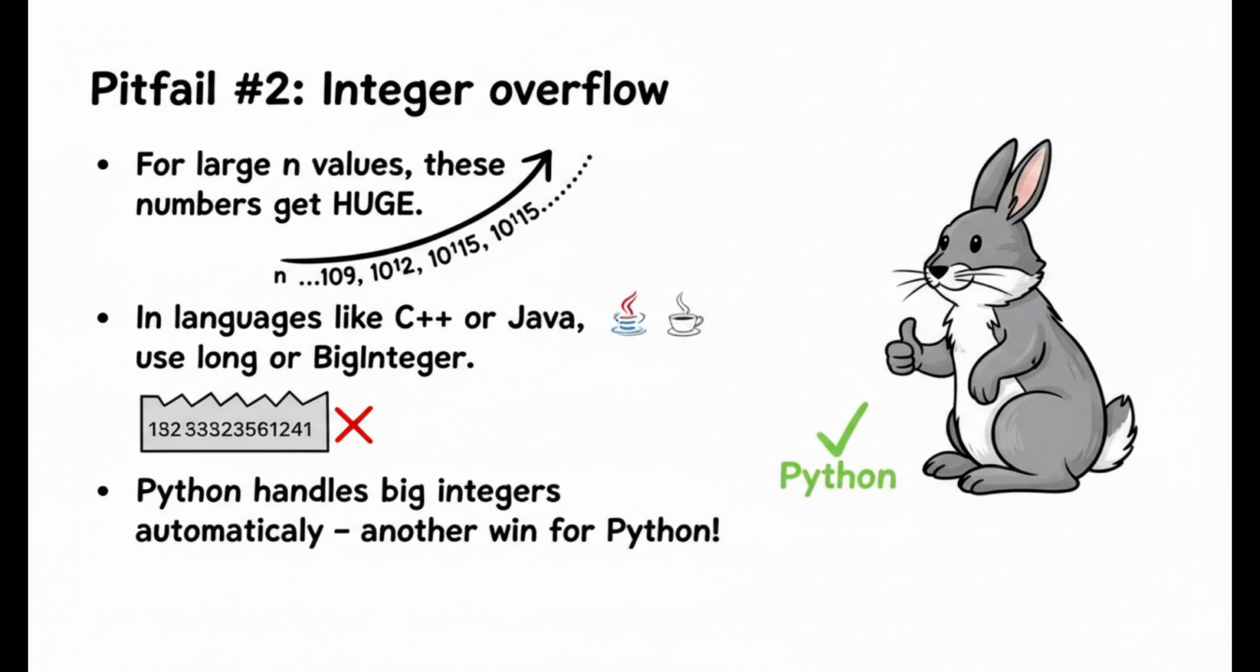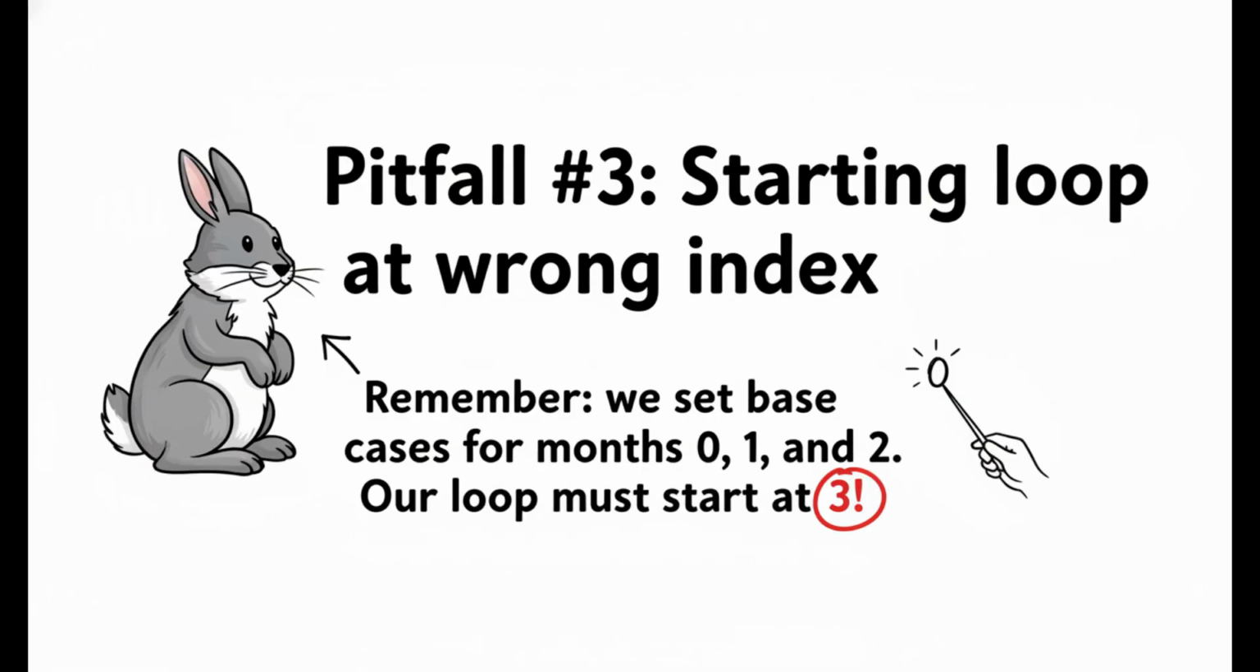Pitfall number 2. Integer overflow. For large n values, these numbers get huge. In languages like C++ or Java, use long or big integer. Python handles big integers automatically. Another win for Python.